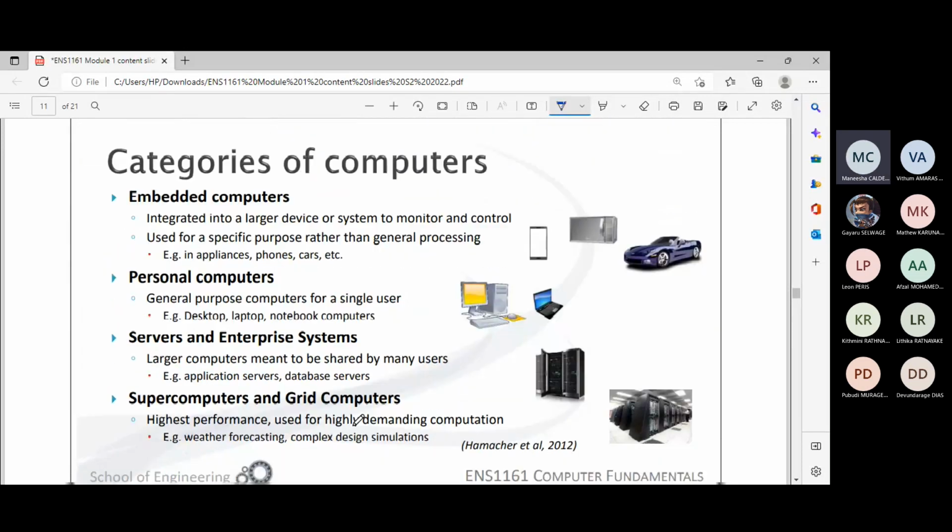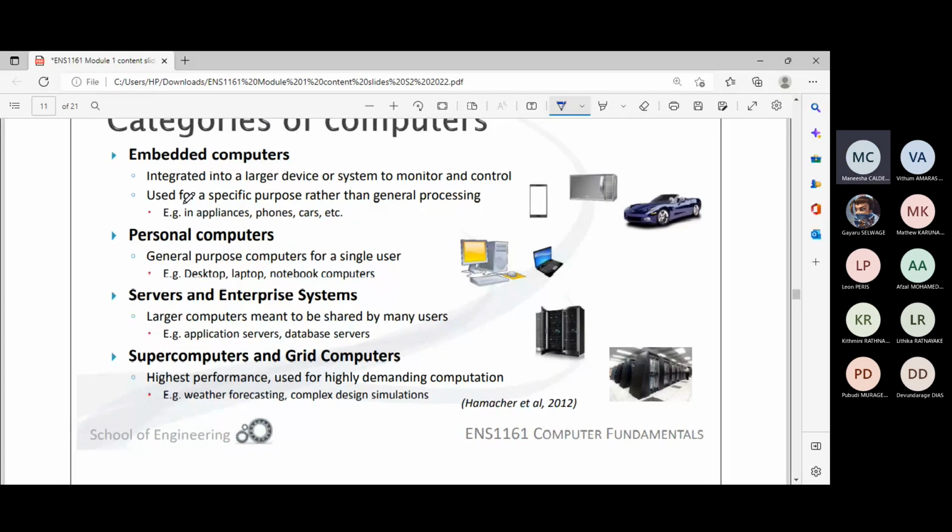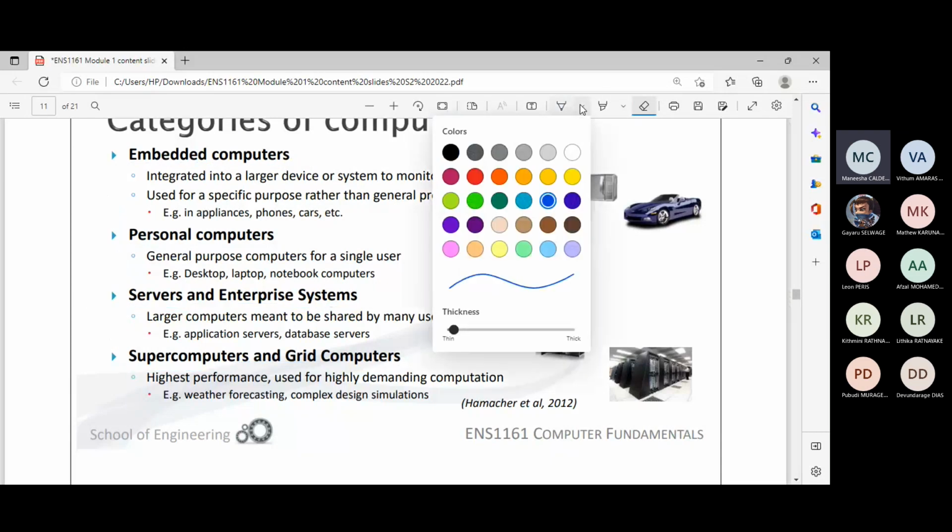There are different categories of computers: embedded computers, personal computers, servers and enterprise systems, supercomputers and grid computers, and so on and so forth. So we have different levels in here. We'll go one by one. At the beginning, you could see embedded computers. What are these embedded computers?